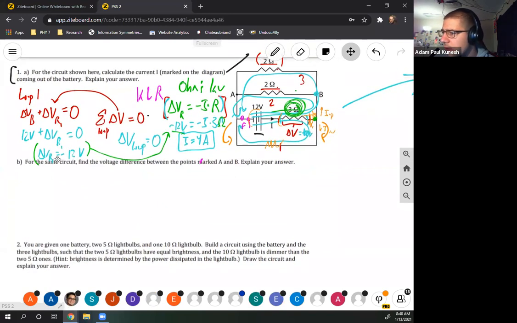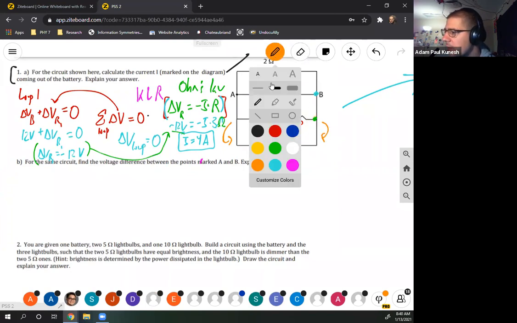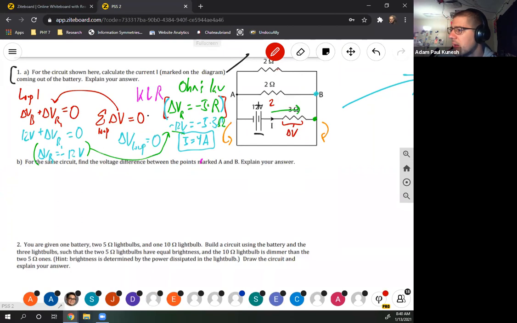Okay, B, for the same circuit, find the voltage difference between the points marked A and B. Explain your answer. I'm gonna go ahead and clean this up a little bit. It's getting a little bit messy. So there we go. Okay. So it asked me to find the voltage difference between points marked A and B and explain my answer.